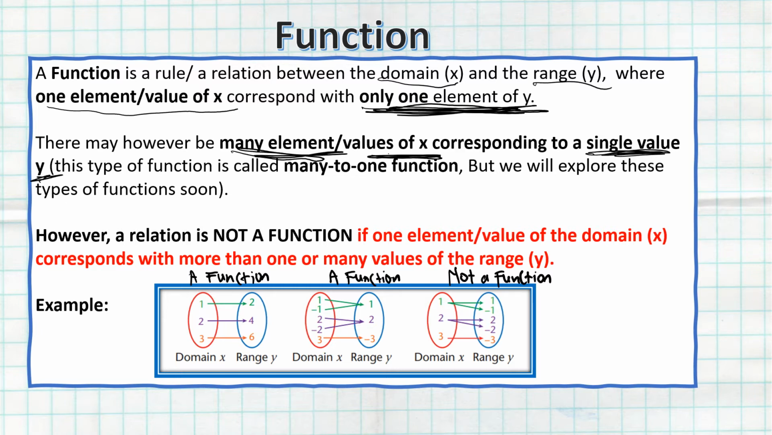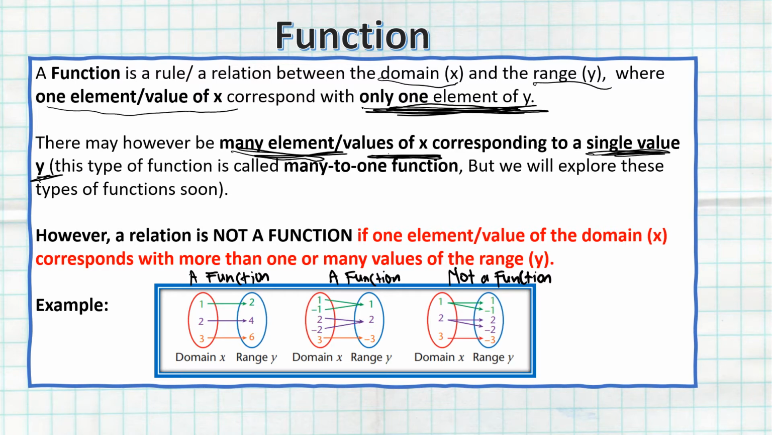So you get a sense that for something to be a function, it's a rule that says there must only be one value of y for any value of x. There can be many values of x corresponding to it, but they must correspond to only one value of y. Only one value of y. So that thing is called a function.